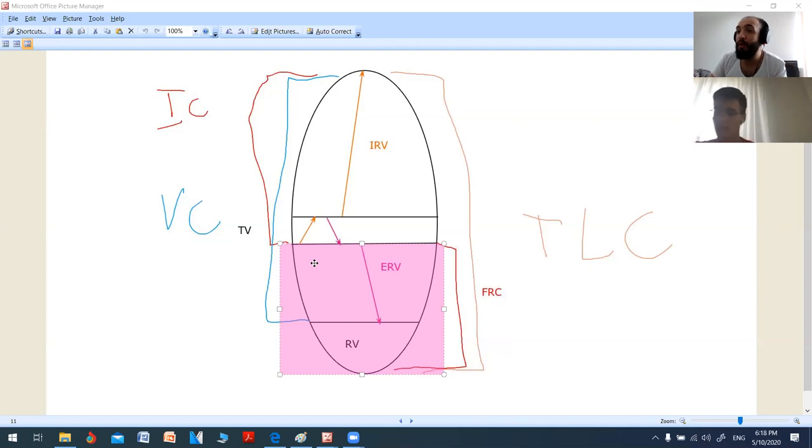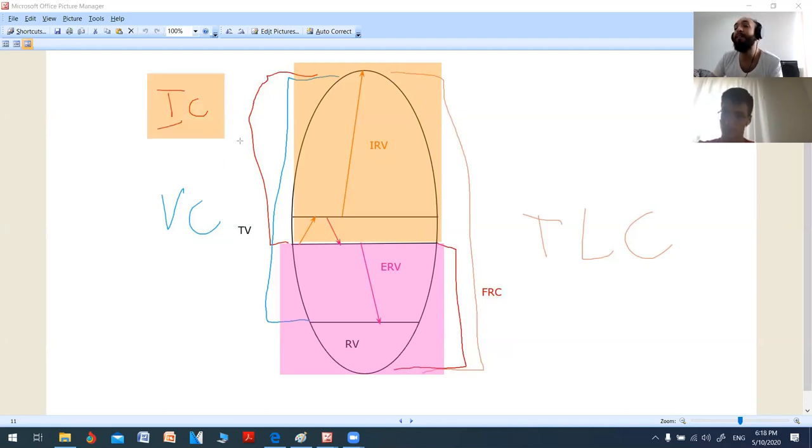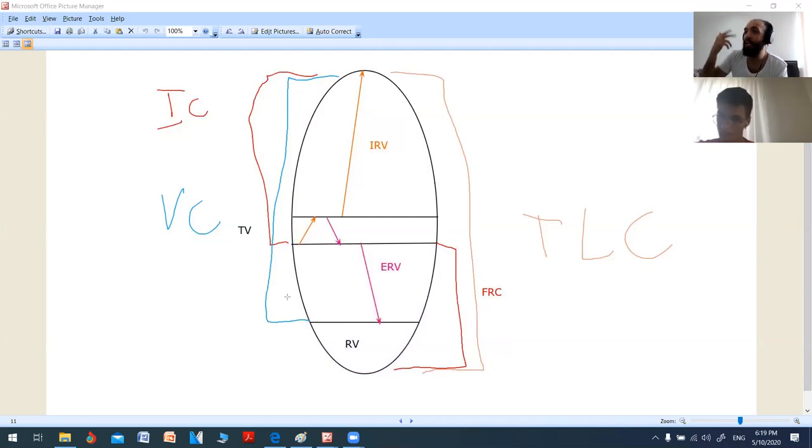Now, we have to study one more thing. From the FRC position, if I breathe in all the air that I can breathe in, it's what and what? TV, tidal volume, and inspiratory reserve volume. This is called inspiratory capacity. Okay, what is the total air that I can breathe in and out? For example, if I breathe in everything and out everything, all the air that I can breathe in and out is called what?